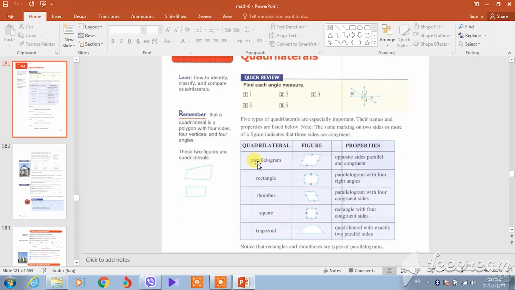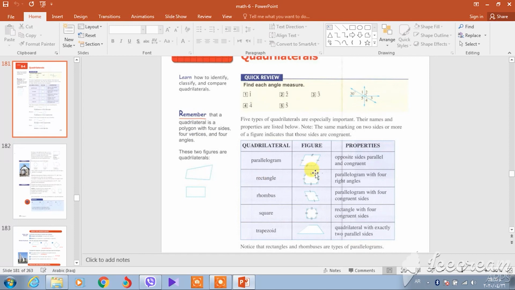For quadrilaterals, if we have a parallelogram, this shape or this figure is a parallelogram. A property of a parallelogram: we have opposite sides parallel and congruent. If you look, we have parallel sides and congruent sides. This side and this side are congruent, and this side and this side are congruent.